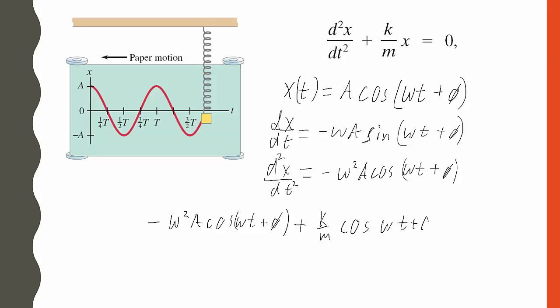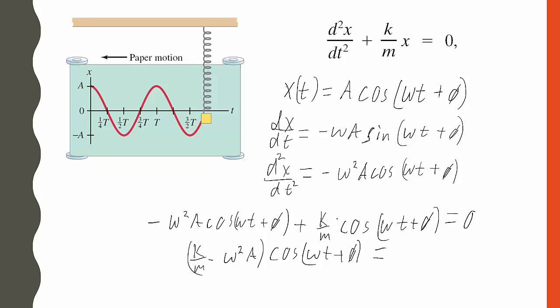So omega t plus phi, and all of that has got to equal 0. So if we factor out the cosine here, then we're going to get k over m minus omega squared, all of that times cosine omega t plus phi. Oh, I forgot, there should have been an a here, so we're going to pull that a out. Okay, so all of this has to equal 0 if this is actually a solution to that differential equation.